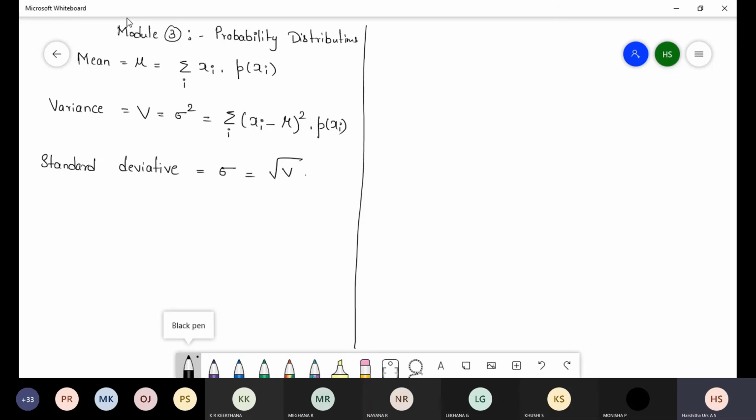And one more condition in the probability function, that p of xi should always be greater than or equal to 0, and the sum of the p of xi is always equal to 1. These are the conditions to solve this simple example.